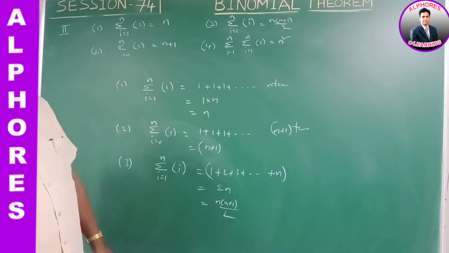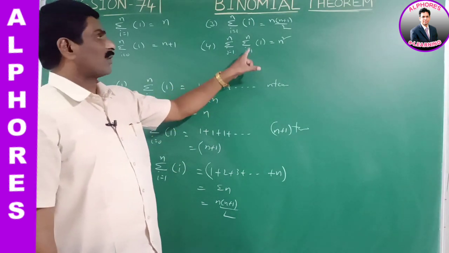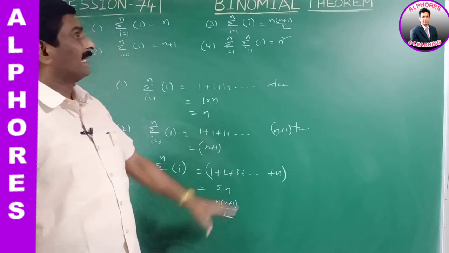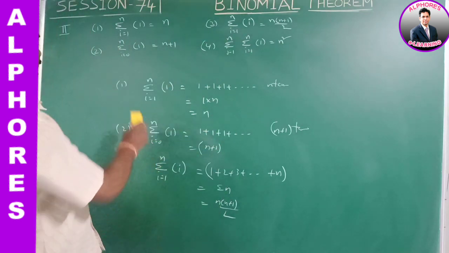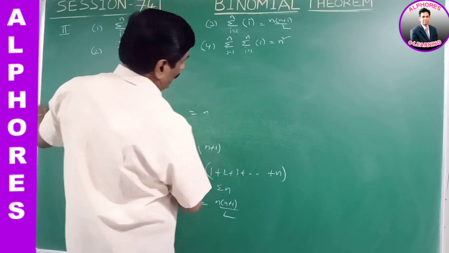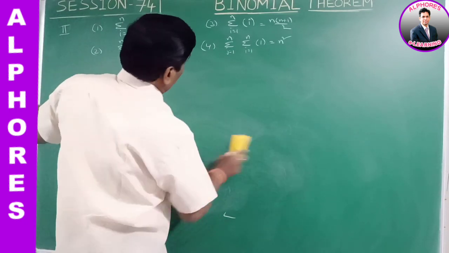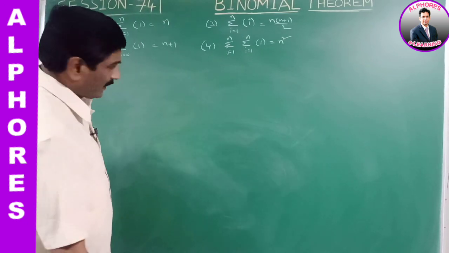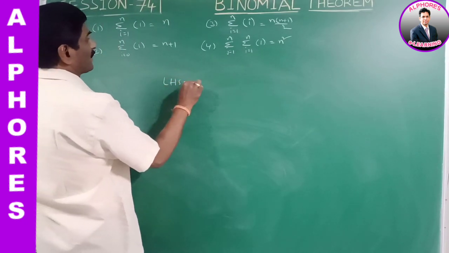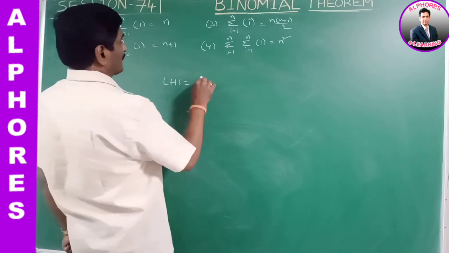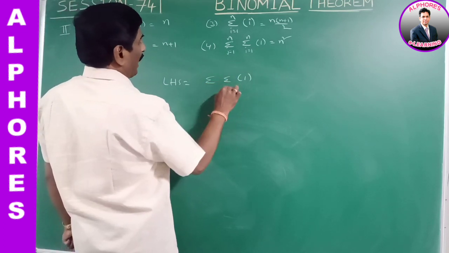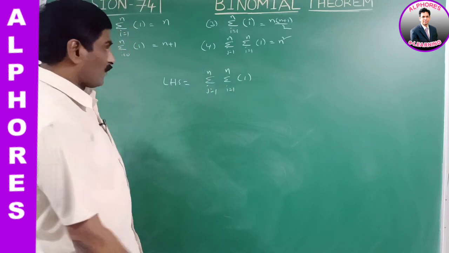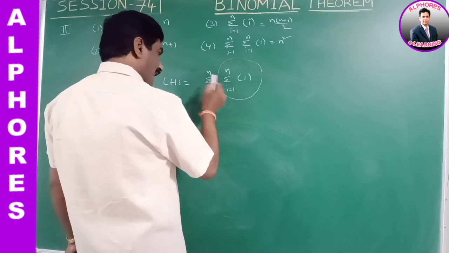Next, the fourth one. Sigma of i equals 1 to n, j equals 1 to n, of n square. It is a double sigma notation, very, very important. Here, what is the LHS? The LHS is the double sigma of 1, i equals 1 to n, j equals 1 to n. First we expand this sigma notation, next we expand the other.